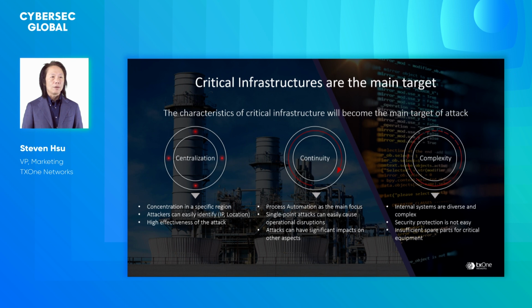Another characteristic is continuity, because critical infra usually is process automation, which means a single point of failure will introduce significant impact. And also the nature of the OT environment comes with diverse systems with legacy assets. This means deploying proper cybersecurity countermeasures within that environment is very difficult. In other words, cybersecurity in critical infra is weak. Also, critical assets are so expensive that it's challenging to prepare spare parts in advance.